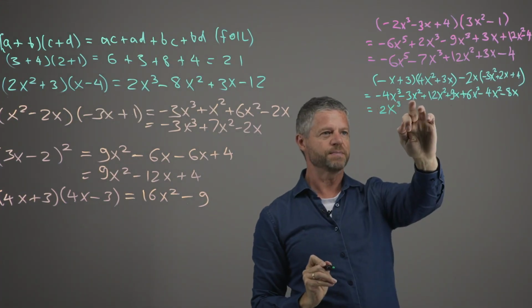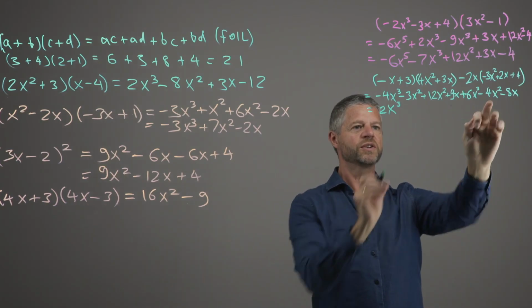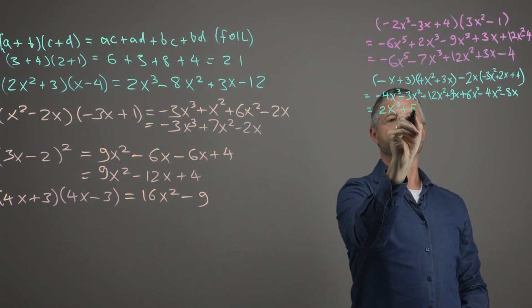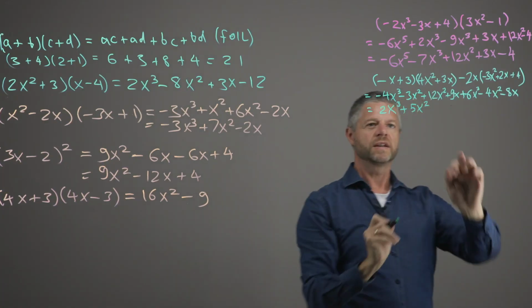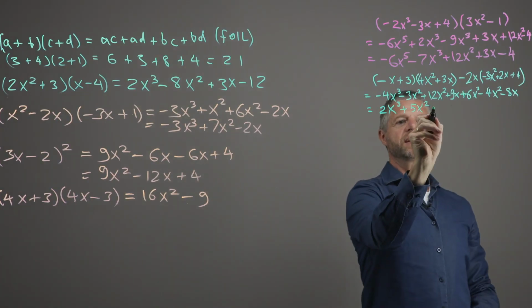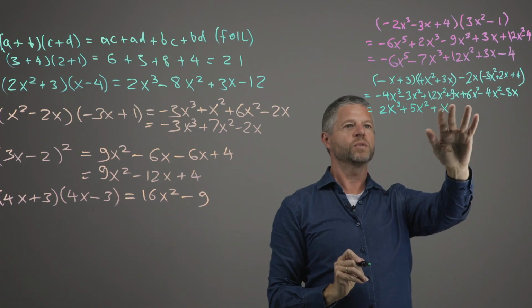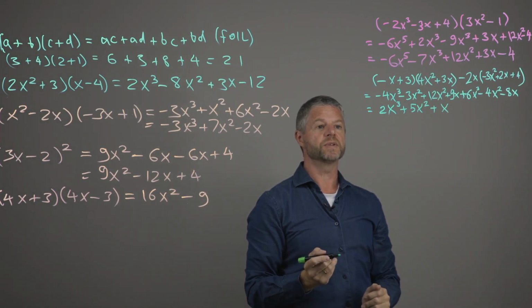And then x squared, we got minus 3 plus 12 minus 4. So that's going to be plus 5x squared. X is, we've got 9 here, minus 8 there. And then we don't have a constant term. So that's it.